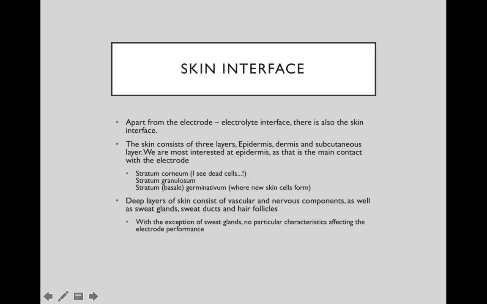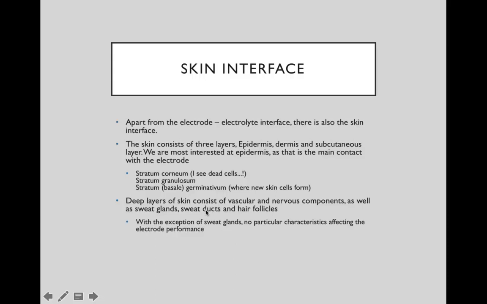All right, so the skin consists of 3 layers, the epidermis, the dermis, and the subcutaneous layer, and we are most interested in the epidermis as that's the main place that contacts the electrode. This is referred to as the stratum corneum. This is where skin cells go to die. And then the layer just below that is the stratum granulosum, and then just below that is the stratum germinativum. And this is where new skin cells are formed.